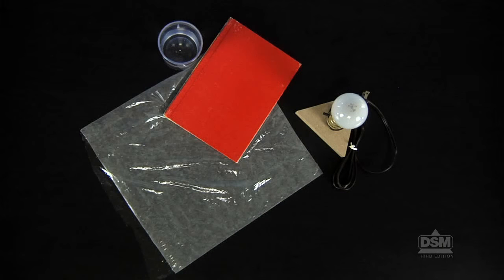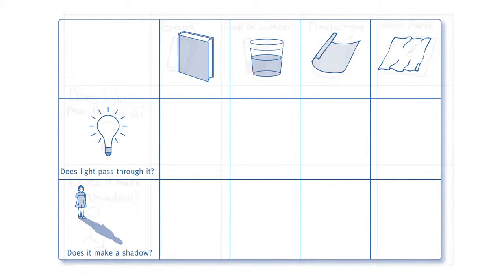Each team of 4 will need a light source with a light bulb, a book, a tumbler half full of water, a square of plastic wrap, and a square of waxed paper. Finally, make a chart on the board.